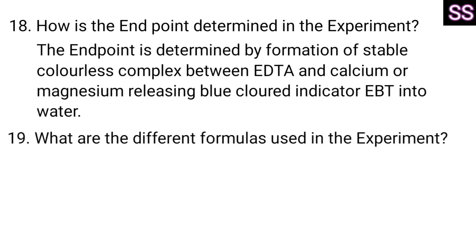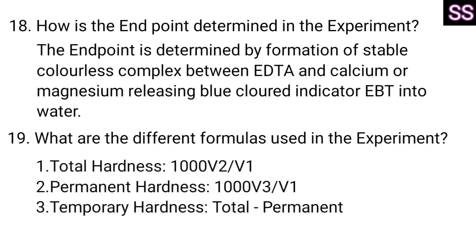What are the different formulas used in the experiment? There are 3 different formulas used in this experiment. For total hardness, we used 1000 V2 divided by V1, where V2 represents the volume of water sample after titration, and V1 represents the volume of burette. For permanent hardness, we used 1000 V3 divided by V1, where V3 is the volume of boiled water sample after titration, and V1 is the volume of burette. Finally, for temporary hardness, we have subtracted permanent hardness from total hardness.